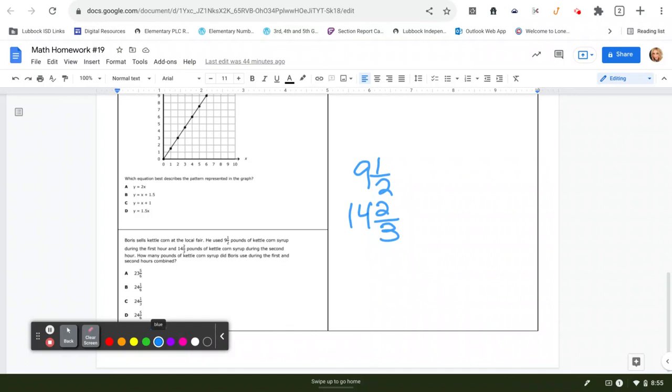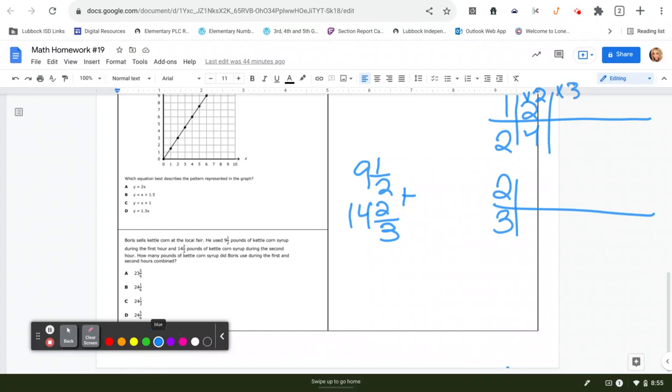We are adding here, okay? We need to make a ratio table for 1/2 and 2/3. So if we do times 2, we're going to get 2/4, times 3, it's going to be 3/6, times 4, it's going to be 4/8, and times 5 is going to be 5/10.